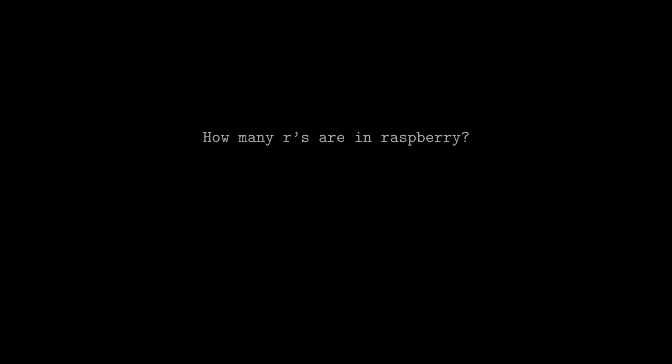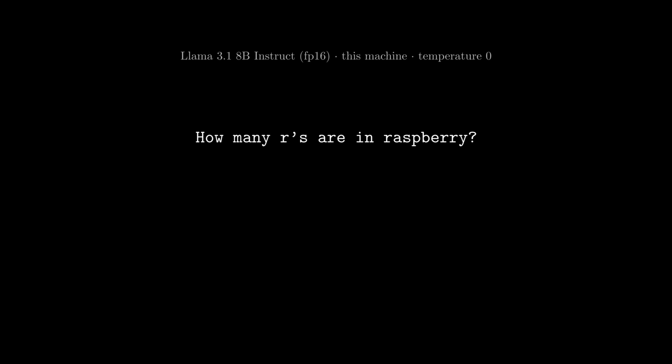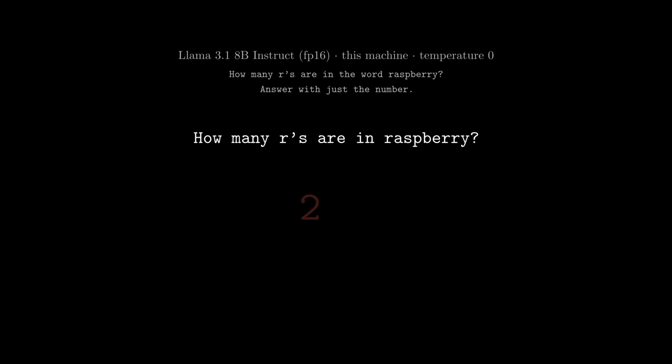Here's a question a child can answer. How many R's are in raspberry? Ask the language model running on this machine. Llama 3.1, 8 billion parameters, no randomness. And it says 2. There are 3.